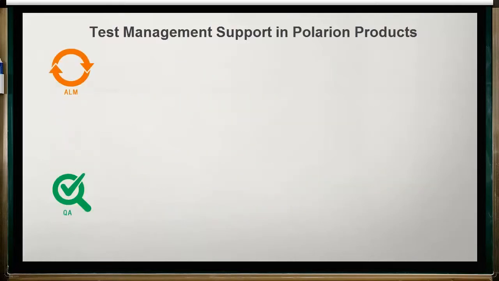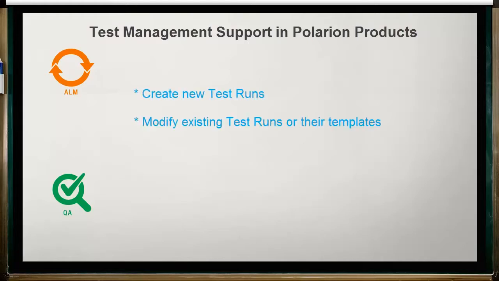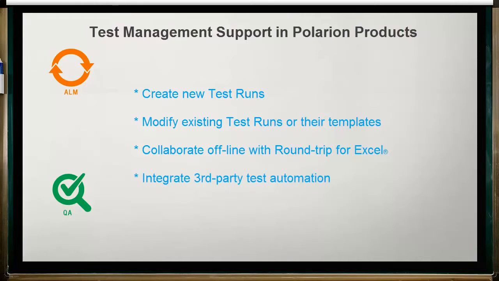Now, you would need a license for Polarion QA and/or Polarion ALM in order to create new test runs, modify existing test runs or their test run templates, use Roundtrip for Microsoft Excel to send test cases to offline testers and import their results back to Polarion, or to integrate third-party test automation tools.